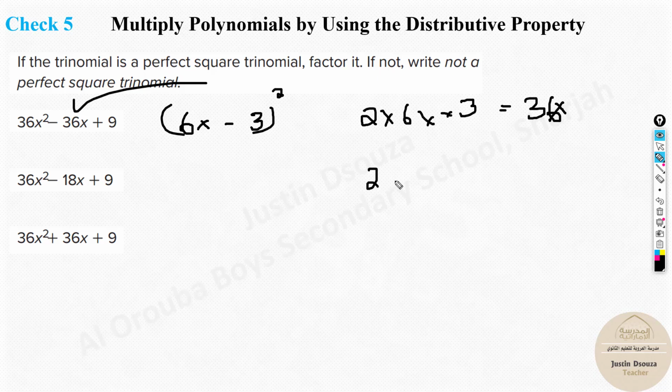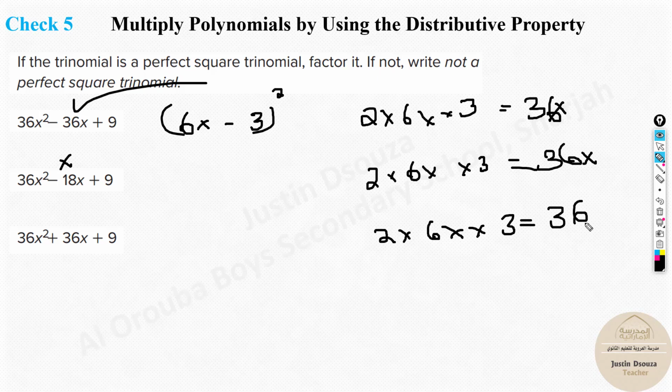Same thing over here. I'll directly check over here. 2 times 6x multiplied by 3. Okay, we should get the same answer, 36x, because they're the same thing, you know, but only the middle term is different. So no, this is wrong. What about the last one? 2 times 6x multiplied by 3. The answer will be 36x.